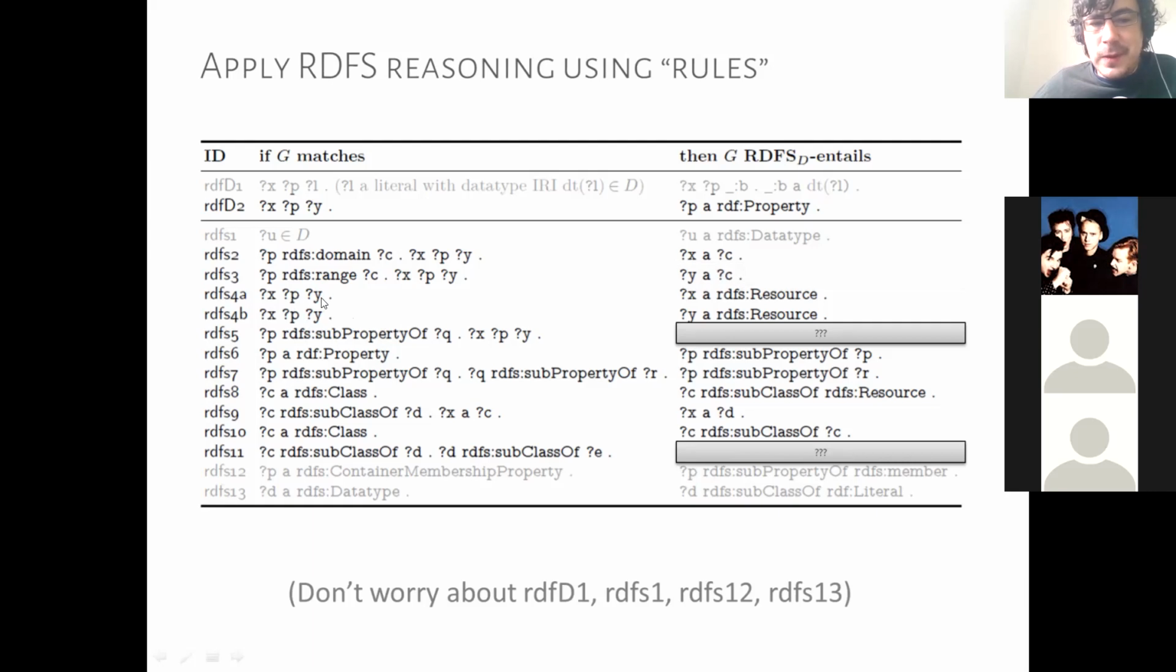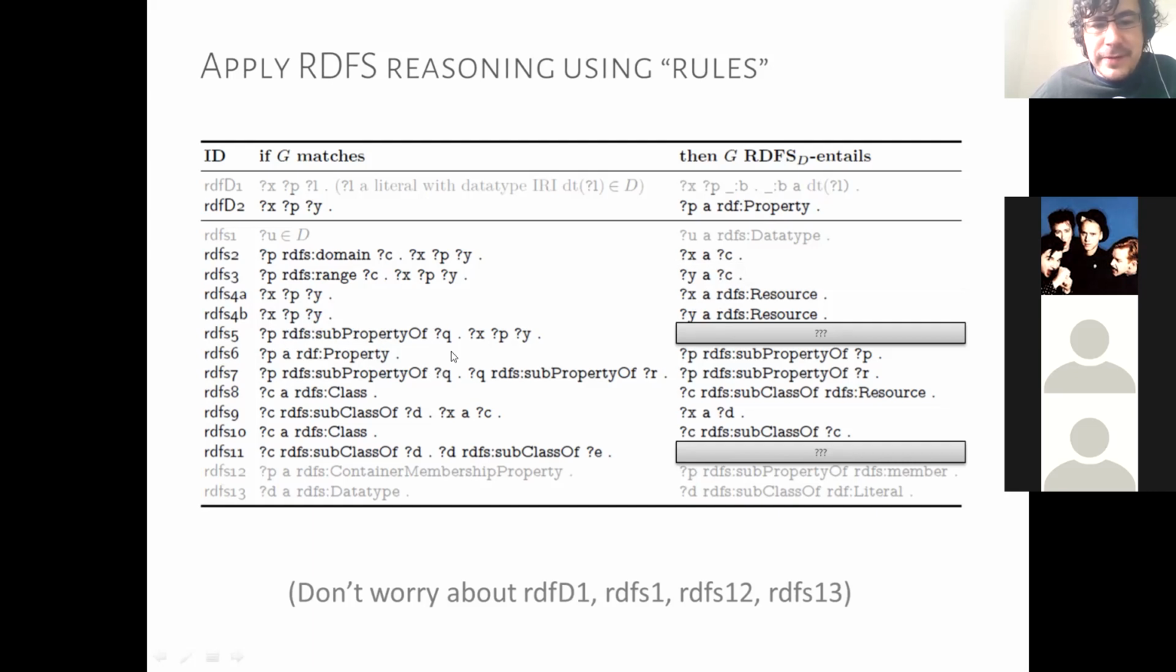Okay, if we have X P Y, again, for any triple, we infer that its subject is a resource. X P Y here, we infer that its object is a resource. Its predicate is also a resource, but this is implied sort of in an indirect way from this. Okay, so we'll see that in a second.